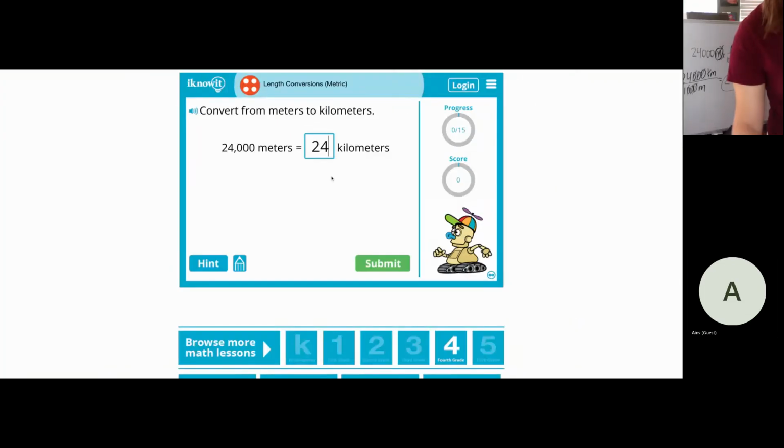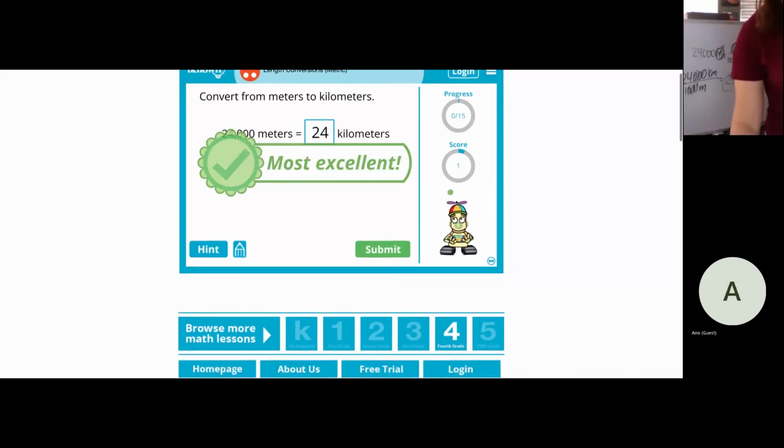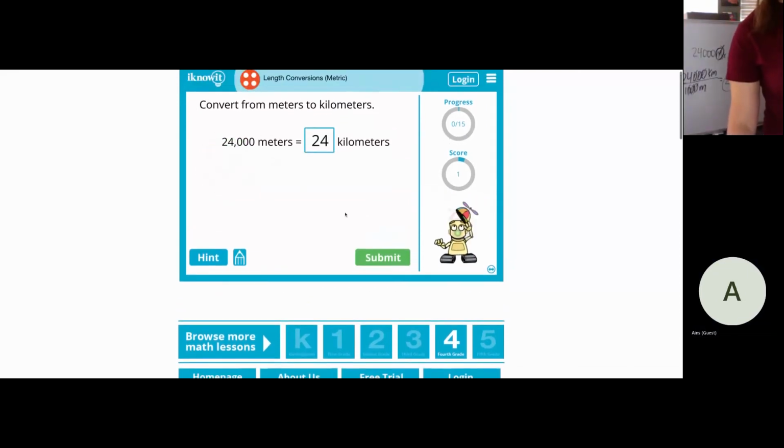And let's check it. So 24. Yay! Oh my gosh, there's a juggling robot.